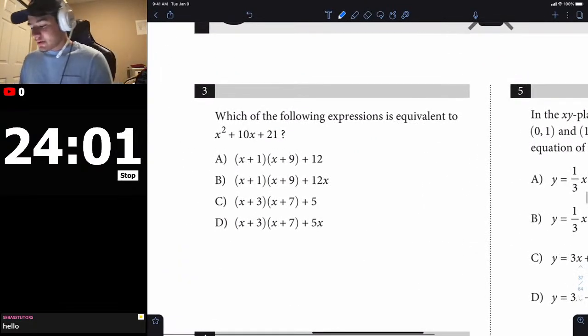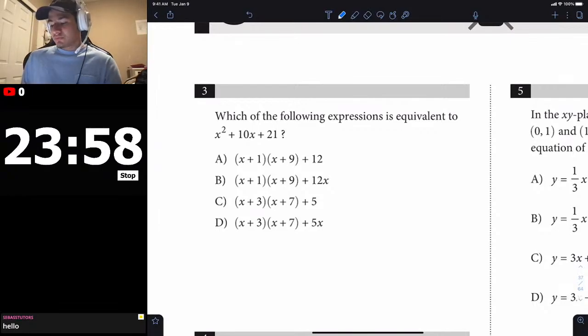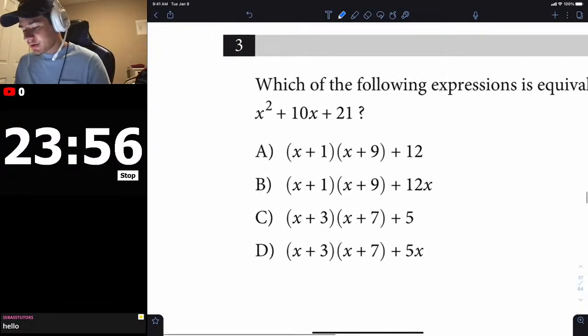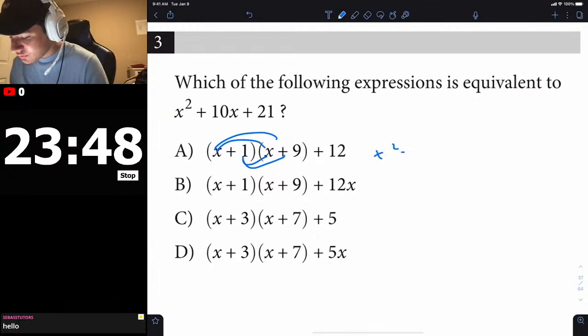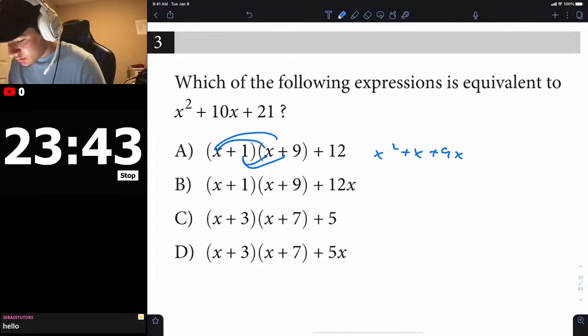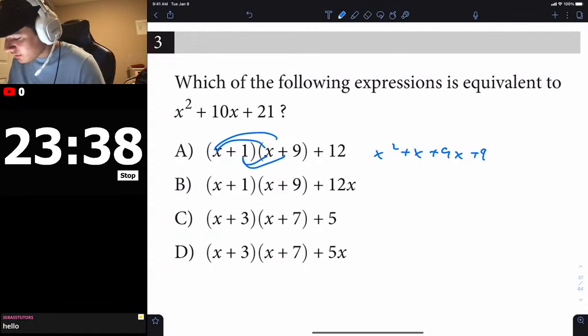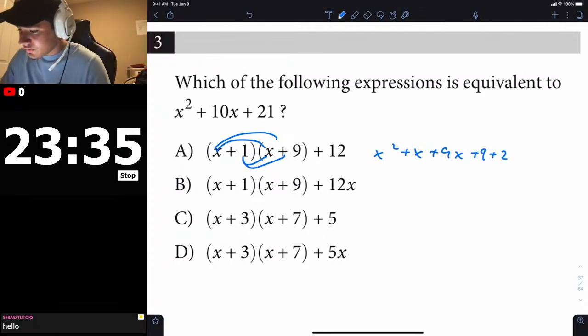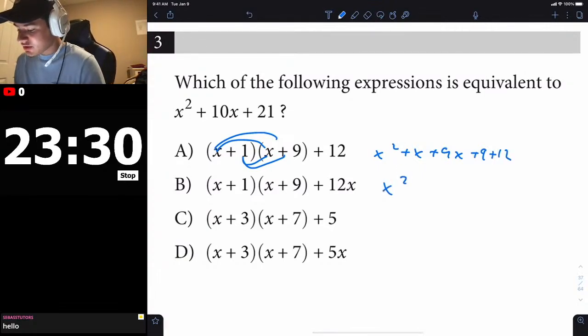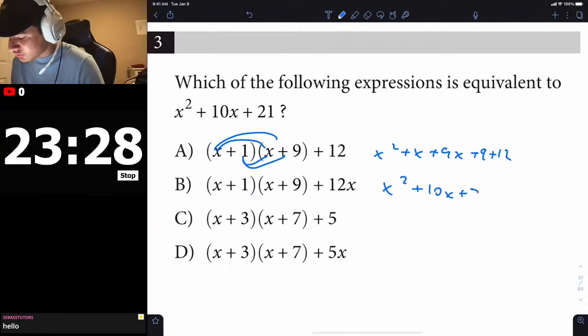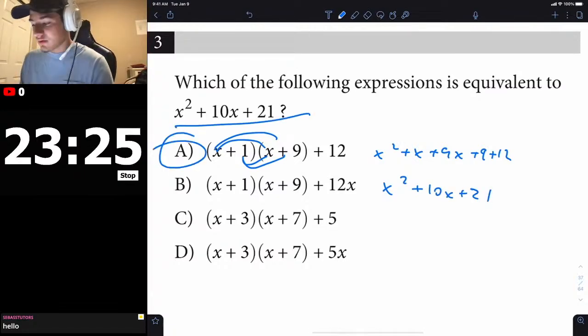Alright, which of the following expressions is equivalent to all this? Well, I'm going to go ahead and FOIL the answer choices. So I'm going to distribute here, FOIL this. So I get x squared plus x plus 9x, and then plus 9, sorry, plus 12. Making silly mistakes, plus 12. That's going to give me x squared plus 10x plus 21, which is what we're looking for, so the answer is A.